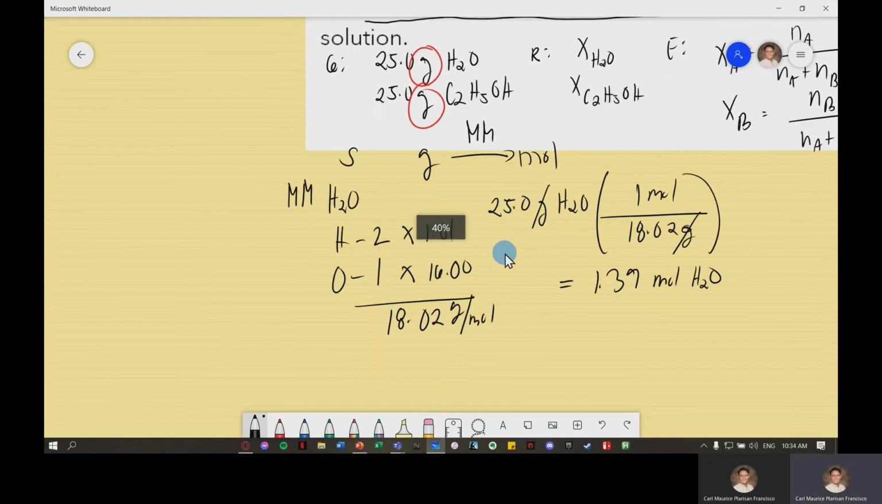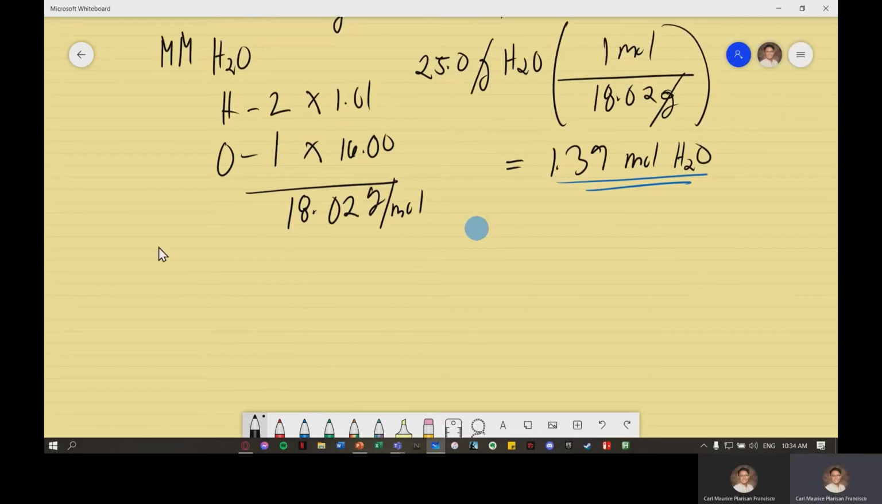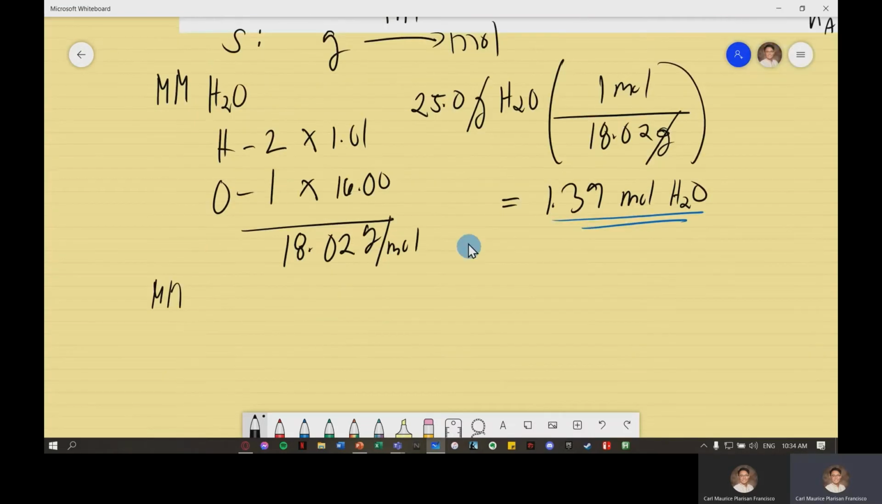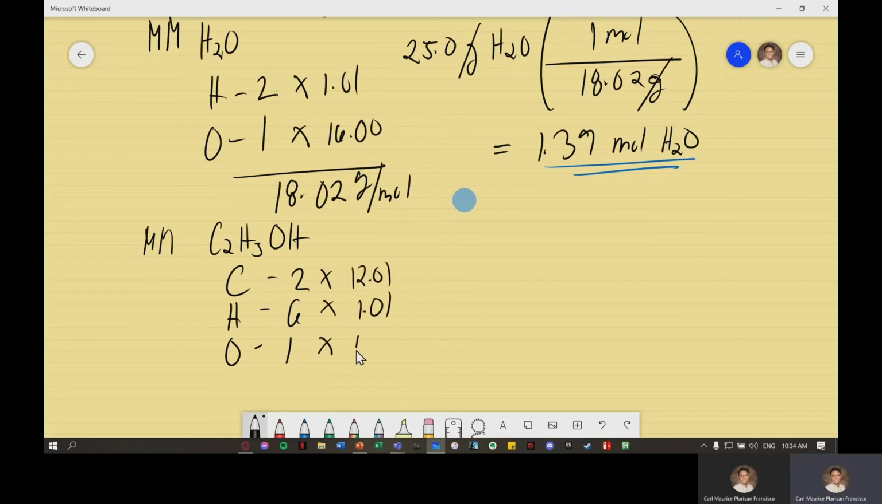Now, my unit for water is now okay. Naka-unit mole na. Next is ethanol. Since naka-gram pa ito, kailangan natin siya i-convert into unit mole. So same process, just like what I have done here in water. Okay, so molar mass of ethanol, C2H5OH: 2 carbon, 6 hydrogen, 1 oxygen. Multiply them by the respective atomic masses found in the periodic table.